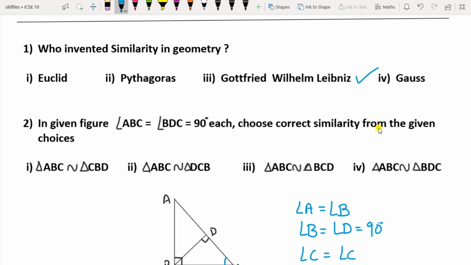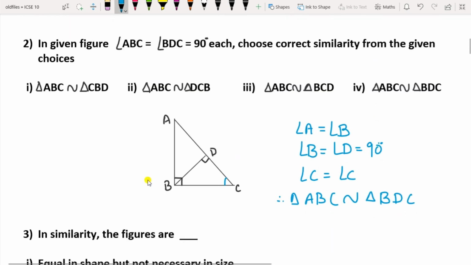In the given figure, angle ABC equal to angle BDC equal to 90. Choose the correct similarity. So this is the given triangle and B is equal to D. It is given as 90 here. Okay, and C is common for both the triangles. So remaining will be A will be equal to B. So the correct option is triangle ABC will be similar to triangle BDC. This is option 3, the correct option. As in similarity we have seen above, we write the name of the triangle in such an order that the corresponding alphabets denote the equal angles.